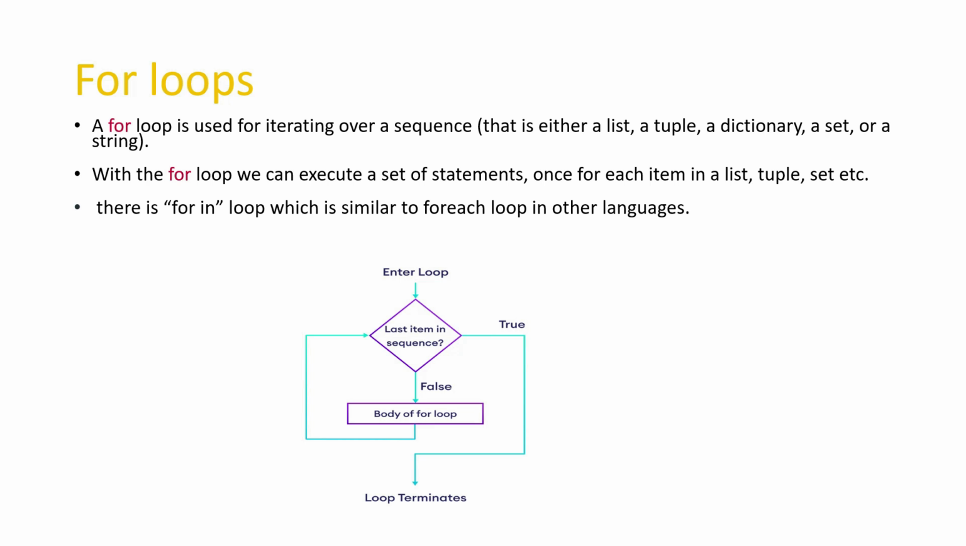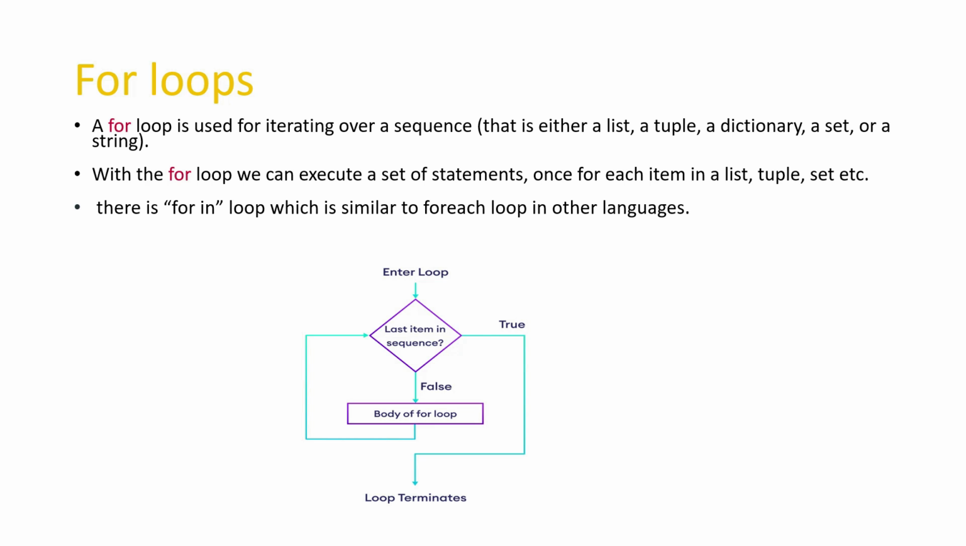Now, with a for loop, we can execute a set of statements once for each item in a list, tuple, set, or string, each item in a list or each character in a string. A for loop iterates over each character in a string. There is a for-in loop, which is similar to the for-each loop in other languages. I hope you understood.